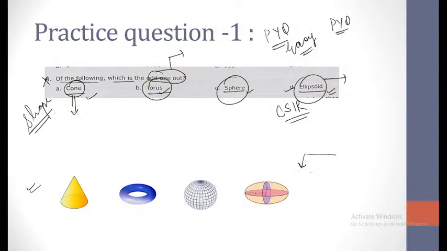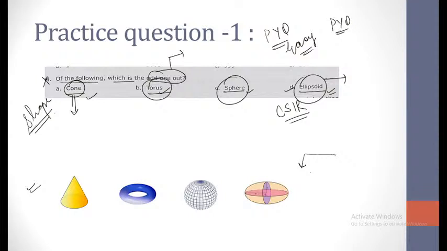So the 4 options are: you are given 4 shapes, and what you have to do is find out which of these is the odd one out. For your reference, I have added these figures. So just read the question again, try to solve it, and let me know the answers in the comment sections.